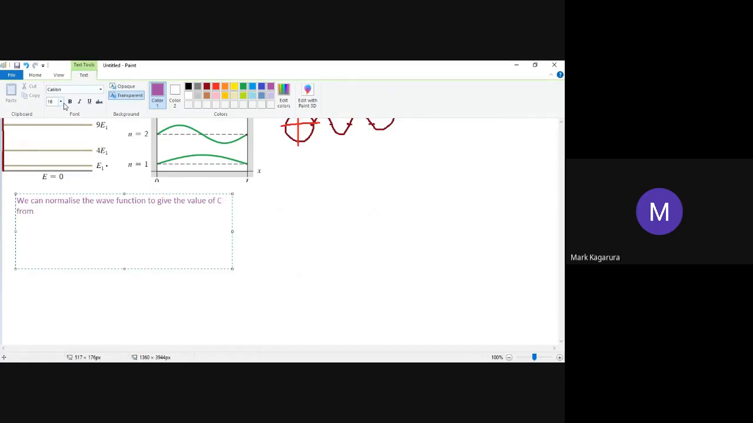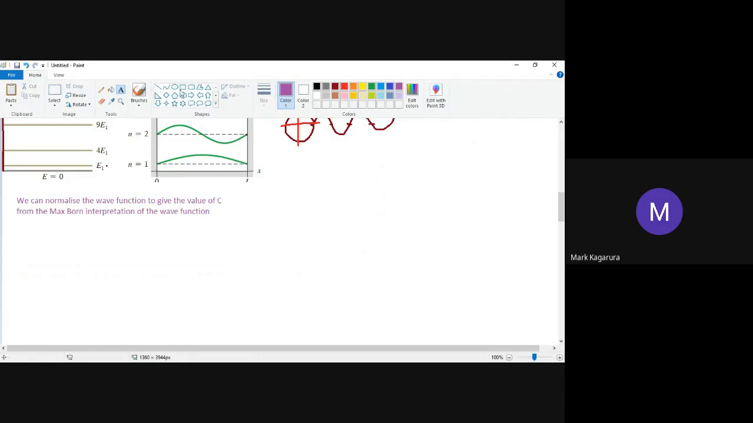From the Max Born interpretation of the wave function. So what do we do? Don't worry about the spelling. We know from the Max Born interpretation that psi times psi star gives you the probability of finding the particle within the wave.